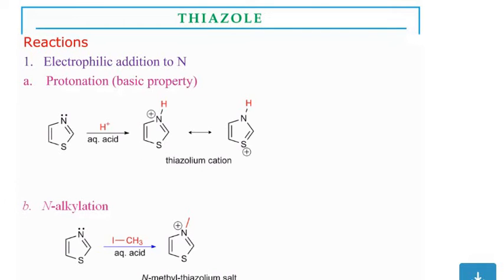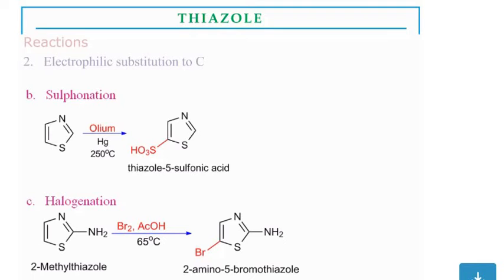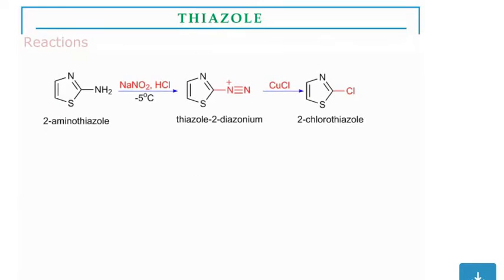So, electrophilic addition to nitrogen, protonation, basic properties. You can see formation of thiazolium salt and formation of N-methyl thiazolium salt. Electrophilic substitution to carbon is favored at the 4 and 5 positions. You can see the formation of 2-bromo-5-bromothiazole, 2-amino-5-bromothiazole, and another 2-substituted product. Sulfonation gives thiazole-5-sulfonic acid and 2-amino-5-bromothiazole.